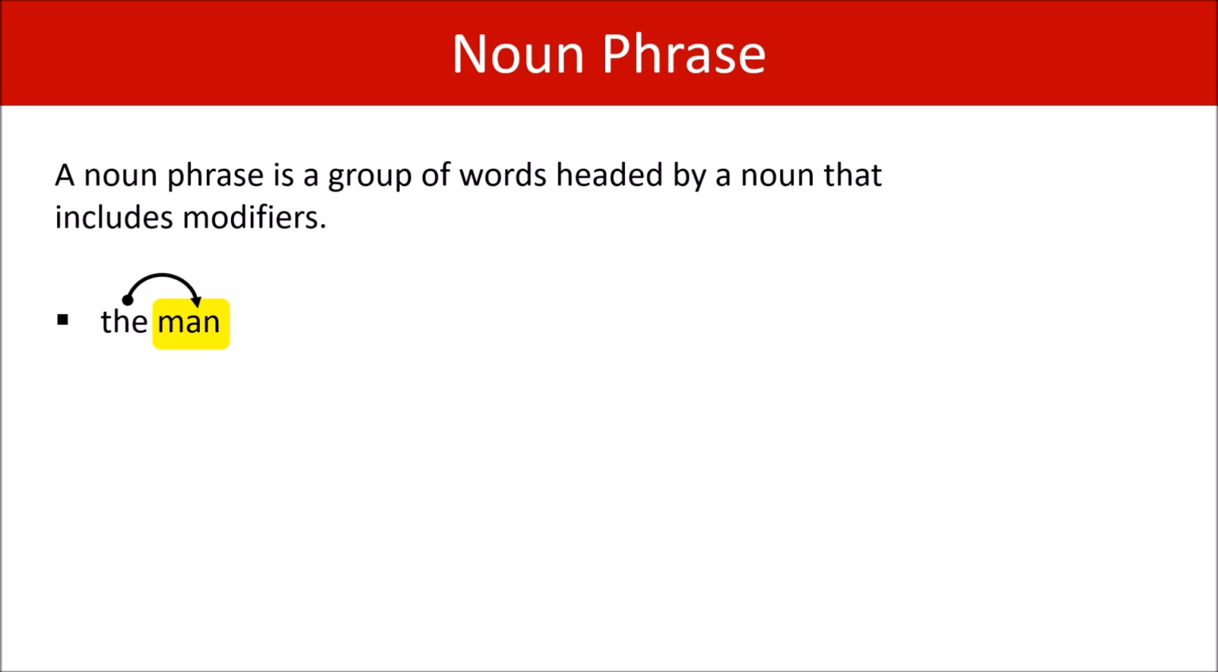Let's put up another example, the tall man. Well, this noun phrase is headed by the noun man, and the modifiers are the and tall. They modify the noun.